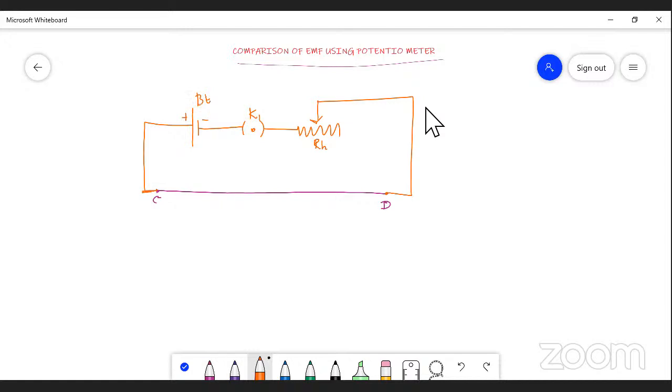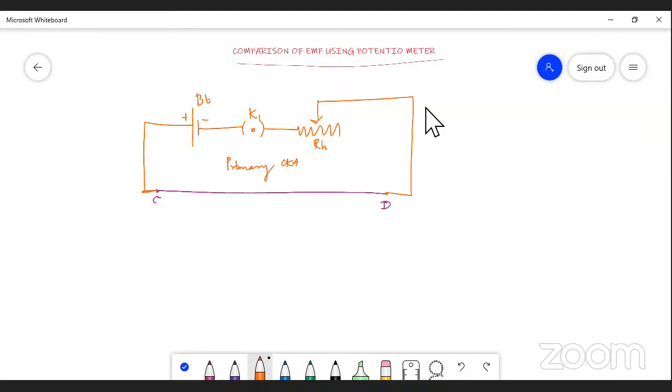So the potentiometer wire CD is there. It is 10 meter long. The end C is connected to the positive terminal of the battery. And the negative terminal of the battery is connected to the other end of the potentiometer wire D through a key K1 and a rheostat RH. This forms the primary circuit.